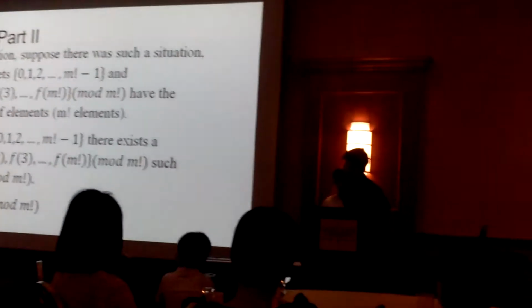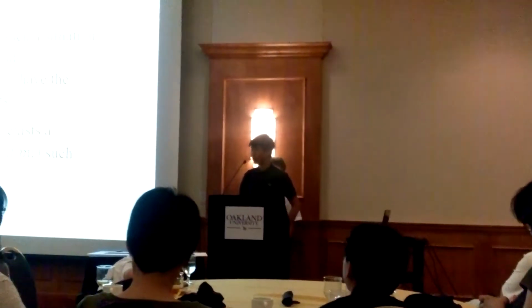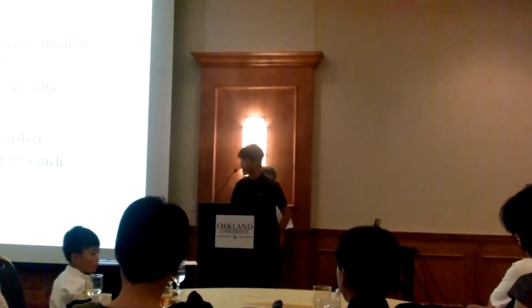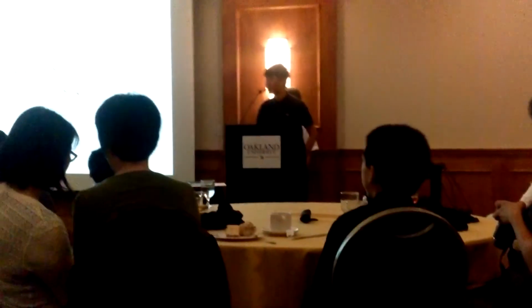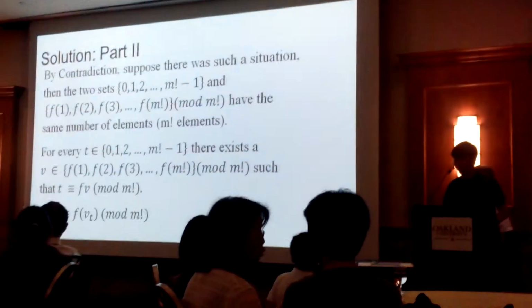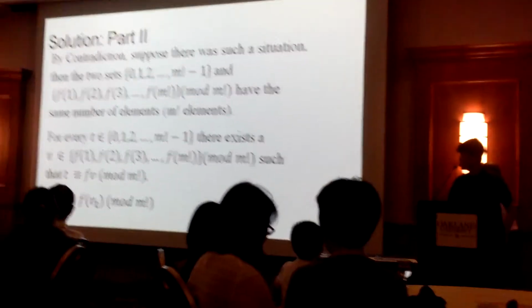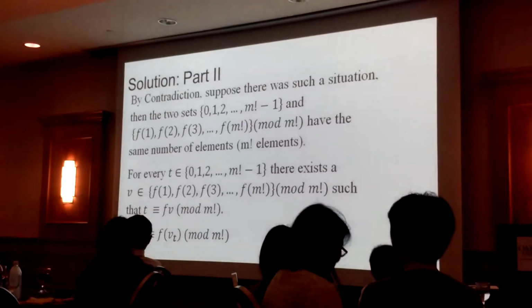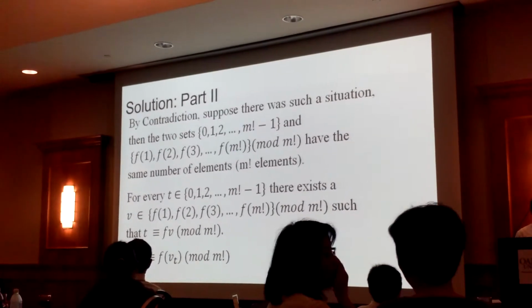So by contradiction, suppose that there was such a situation. Then the two sets, 0, 1, 2, all the way to m factorial minus 1, and f of 1, f of 2, all the way up to f of m factorial mod m factorial, have the same number of elements, in this case m factorial elements. For every t in the set of integers 0, 1, 2, all the way up to m factorial minus 1, there exists a v contained within f of 1, f of 2, all the way to f of m factorial, such that t is congruent to f of v mod m factorial. So let that equal t is congruent to f of v subscript t mod m factorial.